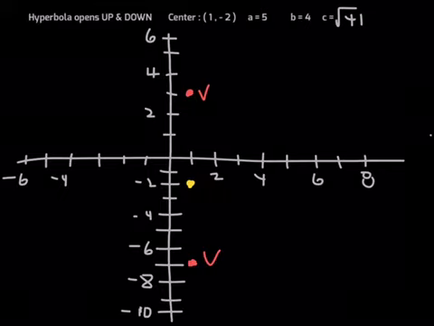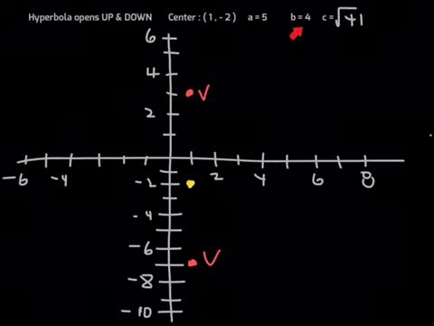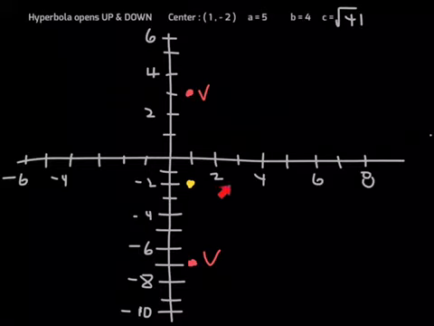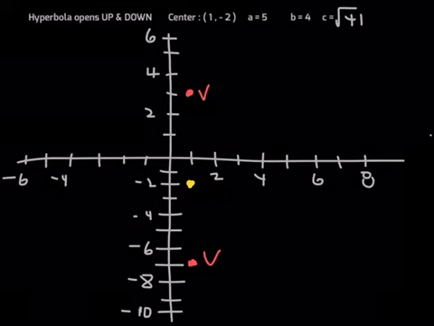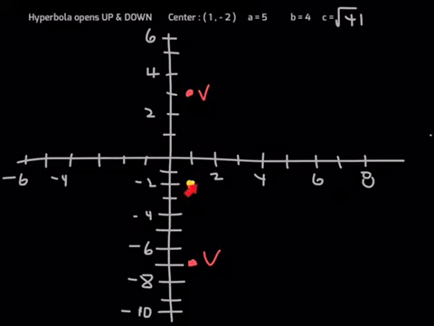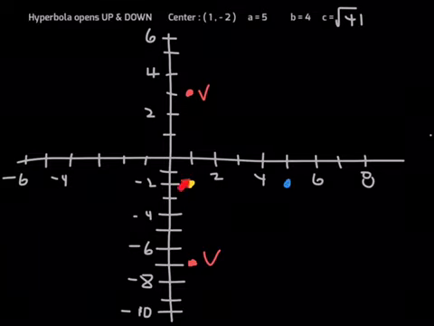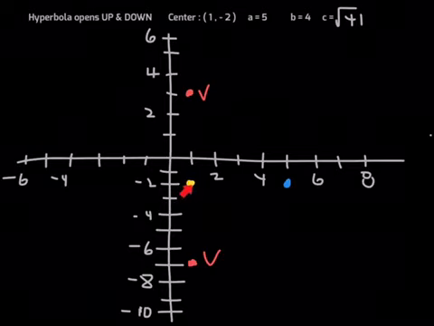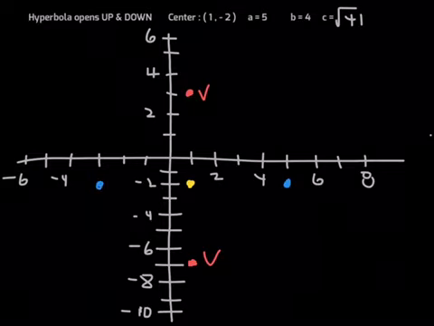Now, I want to move to the left and to the right 4 units from my center because that's what b is. b is 4. So from my center, I'm going to move 4 units to the right, 4 units to the left, and those points will help me draw that rectangle, which will then help me draw my asymptotes. So let's go 4 units to the right of my center. When I move 4 units this way, I end up at (5, -2), about right there. And when I go 4 units to the left, I end up at (-3, -2), about right there.